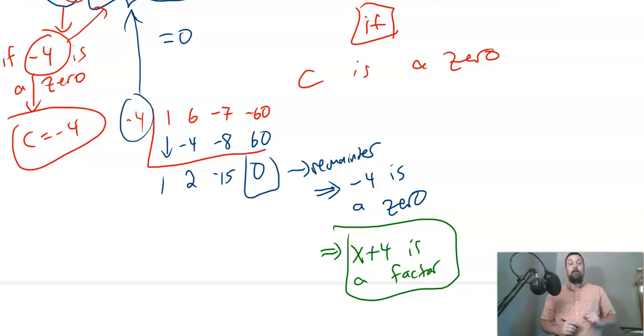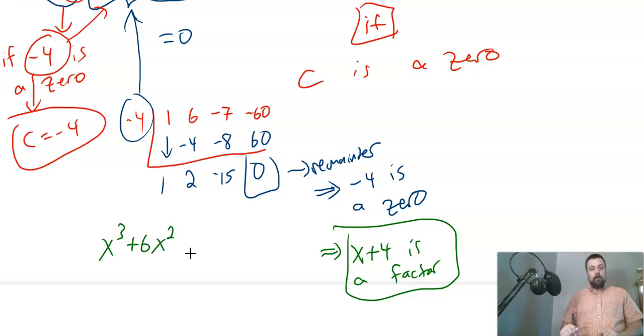Now, because the answer is yes, we're told to do some more work. We're told if it is a factor, then you have to factor the polynomial completely. And so we have the original polynomial, x to the third power, plus 6x squared, minus 7x minus 60, and we want to factor this. Right?